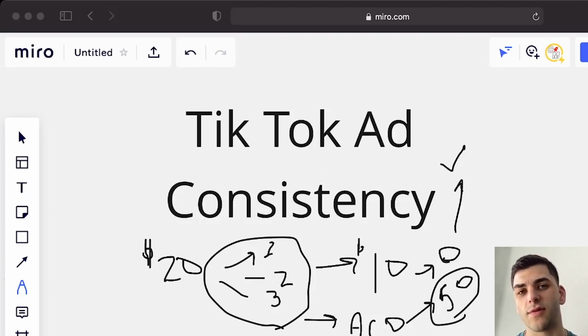And for an ad level, it takes 10 conversions for the pixel to optimize on the ad level. So 10 on the ad level per creative, and then 50 on the ad group.